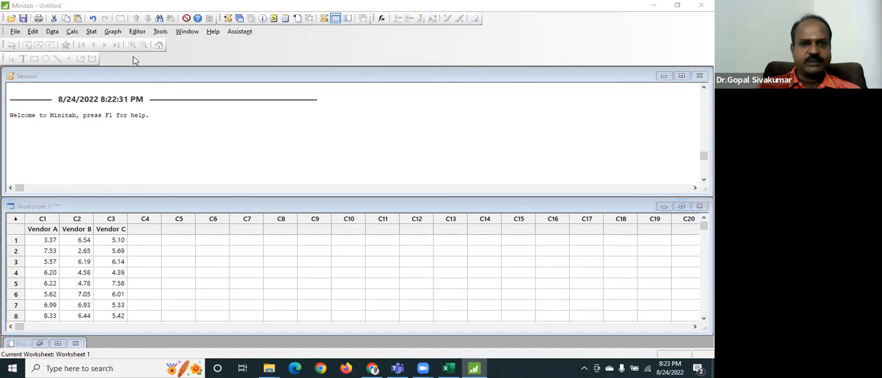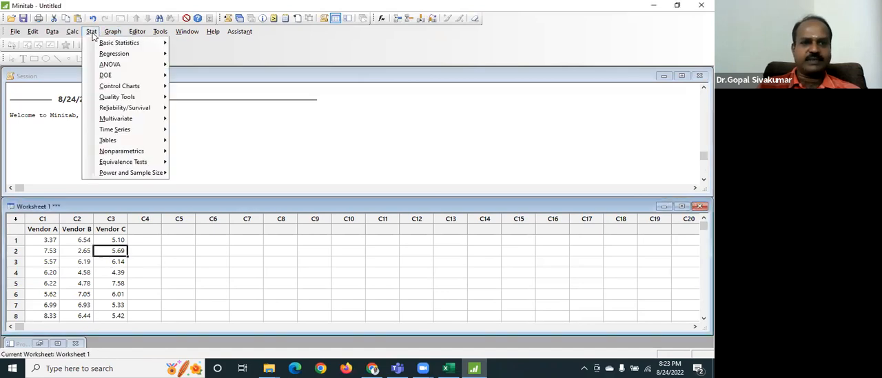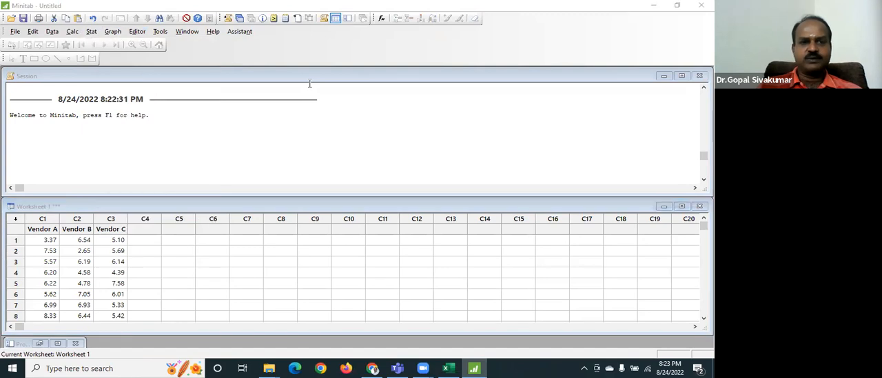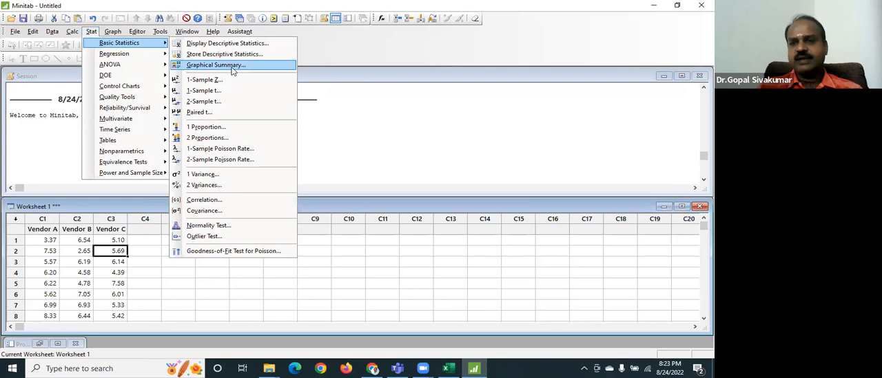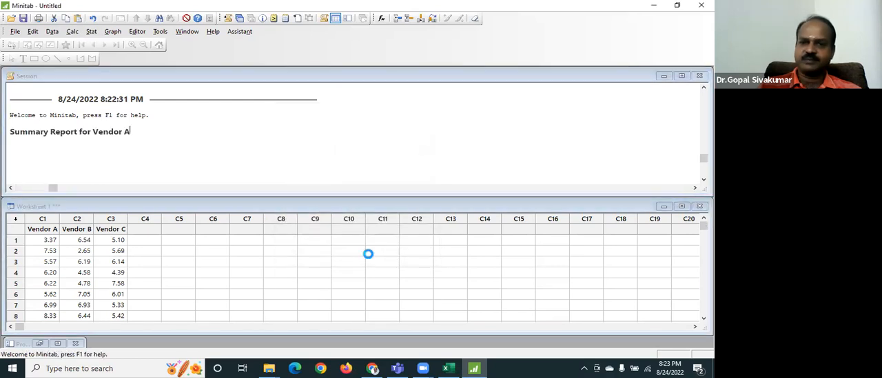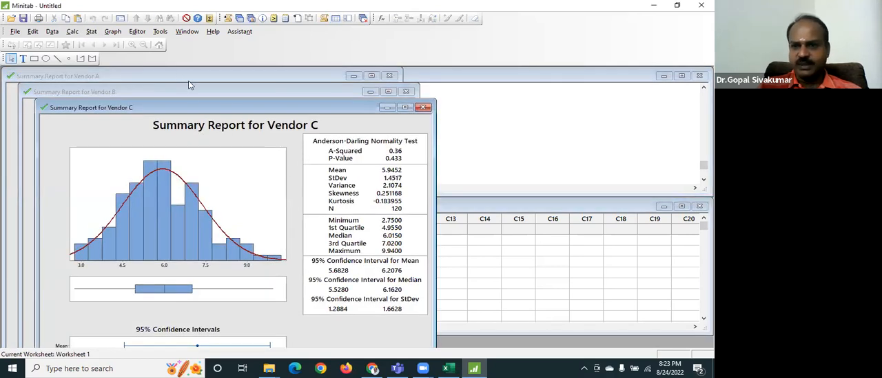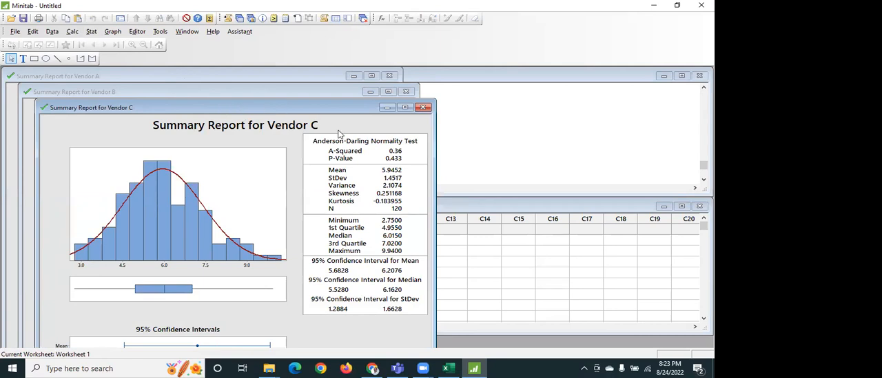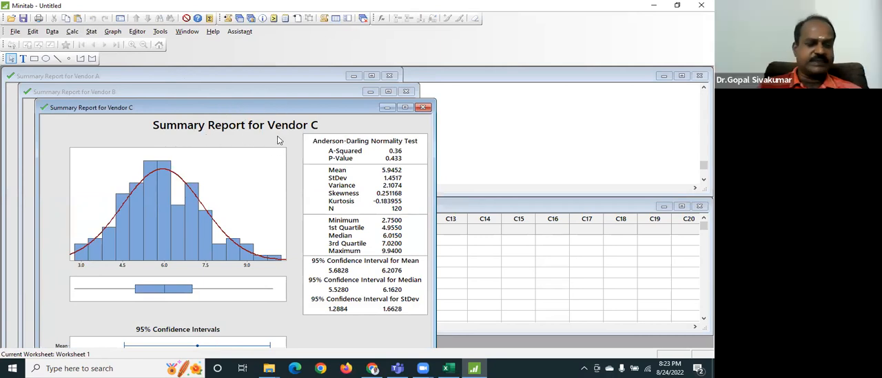Now what I want to do is go to Stat, Basic Statistics, Graphical Summary. A, B, and C, select all three. At a time, I am plotting the graphical summary. Can you see three graphs populating? All of you, please confirm. Yes, sir. One by one, back. Now, first graph, vendor C.